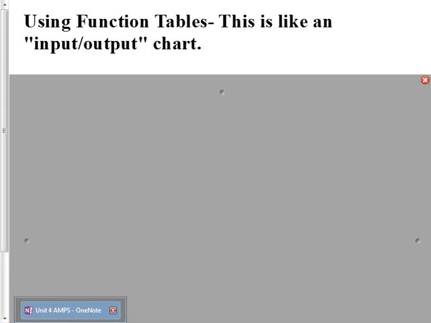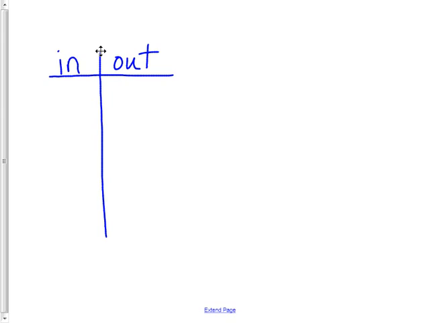Today we're going to look at function tables. Now this is something that might sound new to you, but it's probably something you've already seen. A function table in elementary school would have been something that you probably called either a T-chart or, most likely, an input-output chart. So just to look at an example of that, in elementary school you might have seen something that looked like this.